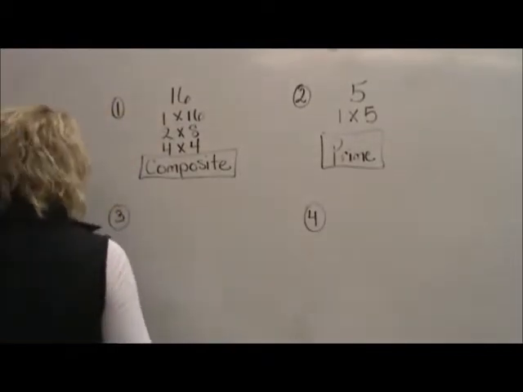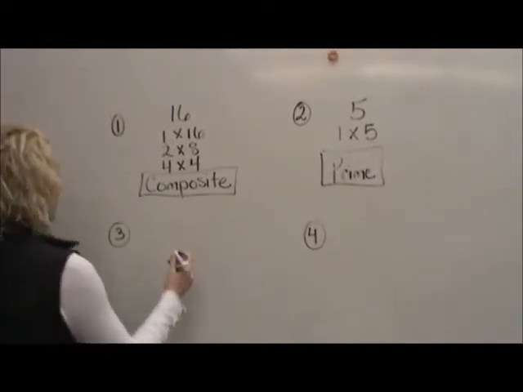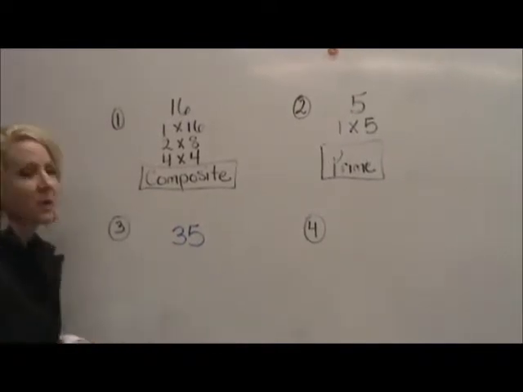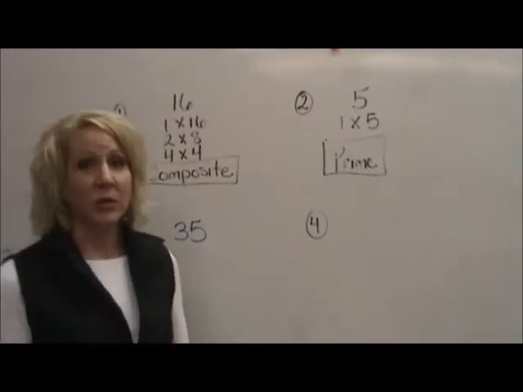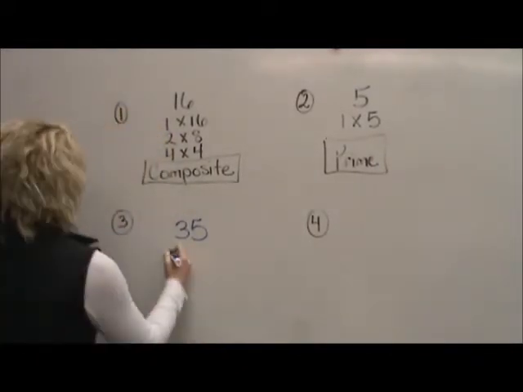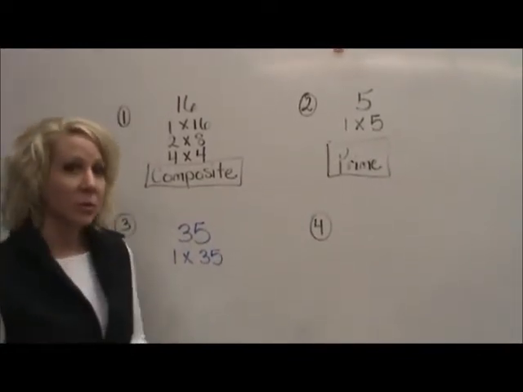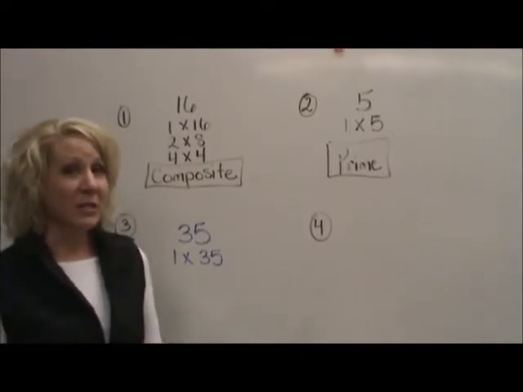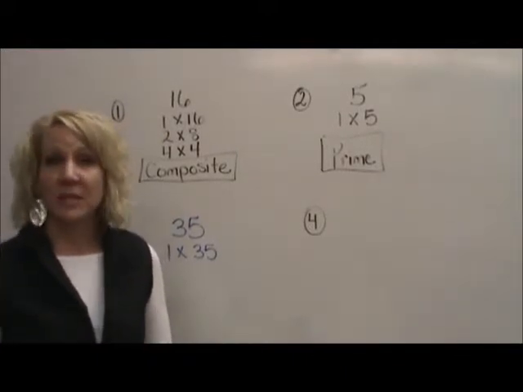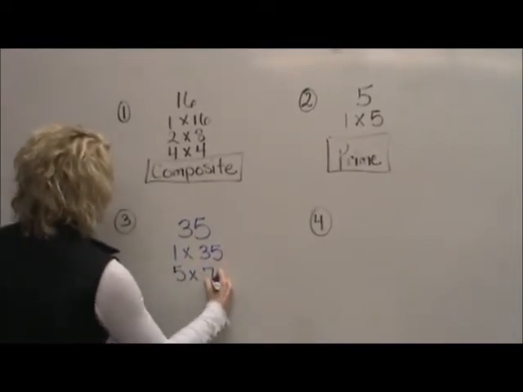Another example. 35. How many ways can we make 35 using our multiplication tables? So we start with the counting numbers. Number 1, yes, 1 times 35 equals 35. And then we continue through the numbers. 2? No. 3 times anything? No. 4 times any other number? No. 5 times any other number? Yes. 5 times 7 equals 35.